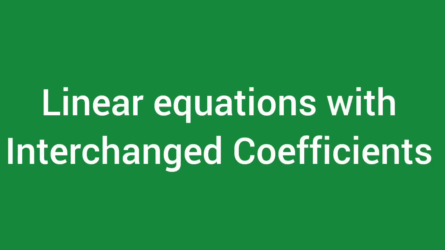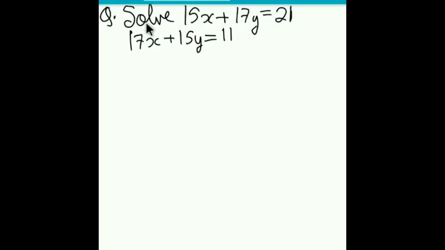Next we will see linear equations in two variables with interchanged coefficients. We will see how to solve such types of problems with an example. See this question we will solve: 15x plus 17y equal to 21 and 17x plus 15y is equal to 11. So here there are two linear equations in two variables. Now we have to solve this. We will solve it by using a different kind of method. So solve it along with me.